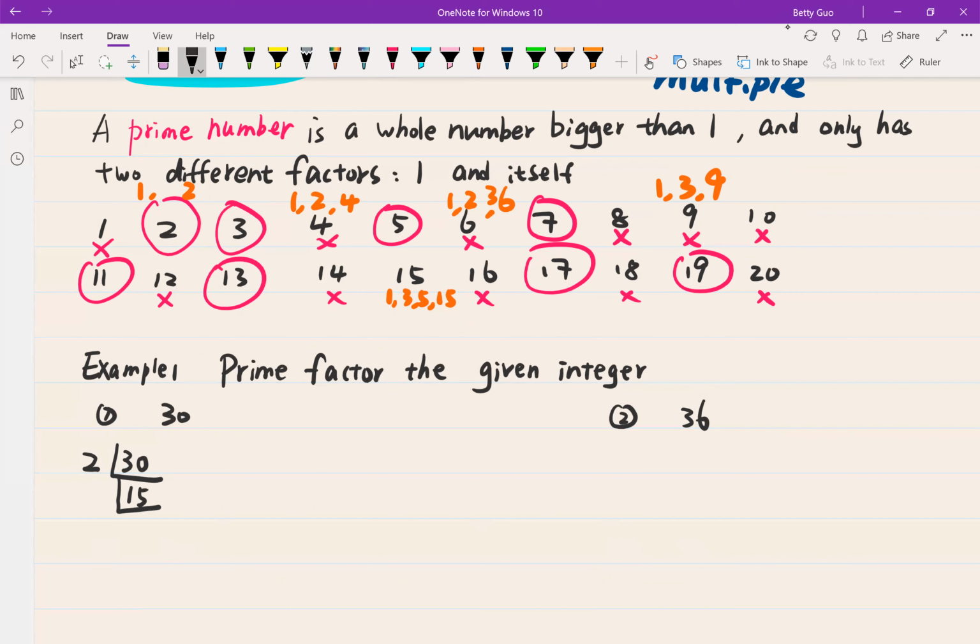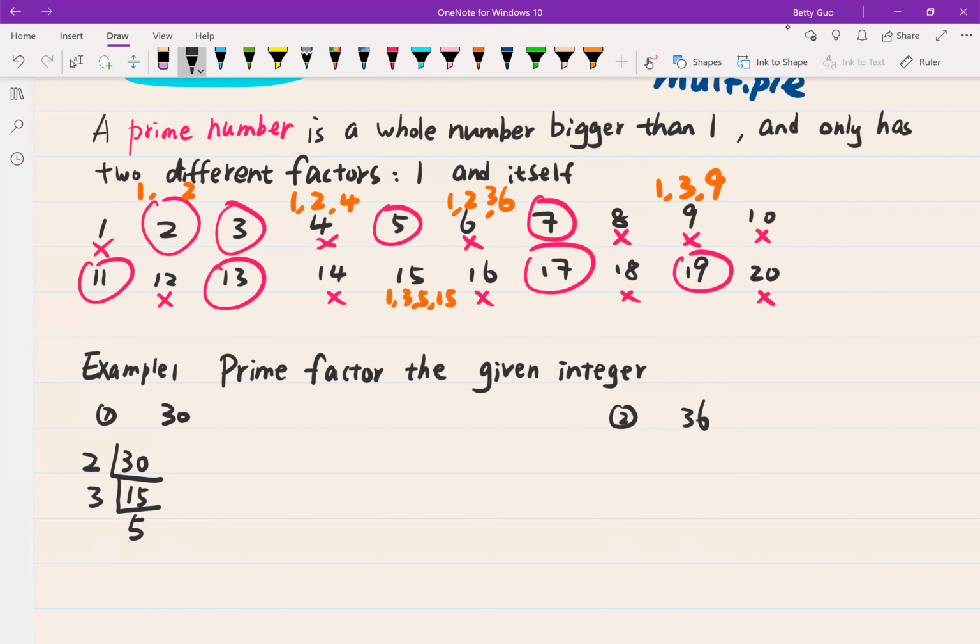Can anyone tell me a prime factor of 15? We know 3. 15 is divisible by 3, so 3 is a factor of 15. 3 is a prime number, so 3 is a prime factor of 15. Divide 15 by 3, we have 5. 5 is a prime. When you see a prime number at the bottom of the diagram, then we finish the procedure.